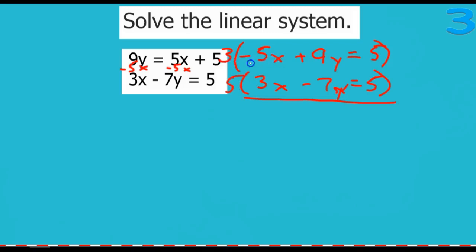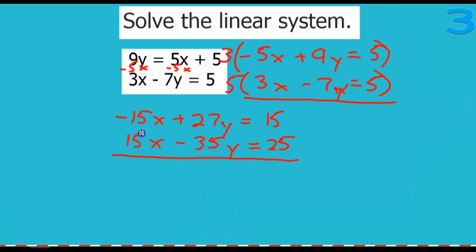So 3 times a negative 5x gives me a negative 15x. 3 times 9 is a positive 27y. And 3 times 5 is 15. Then the bottom equation, 5 times 3x is 15x. 5 times negative 7y is a negative 35y. And 5 times 5 is 25.